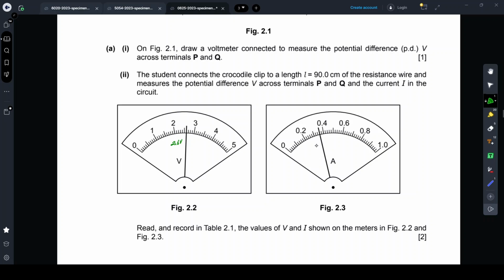And what's the reading over here? 0.8. No, 0.36. Right? So each small division is 0.02. So 0.22, 0.24, 0.26, 0.28, 0.3, 0.32, 0.34, and 0.36.